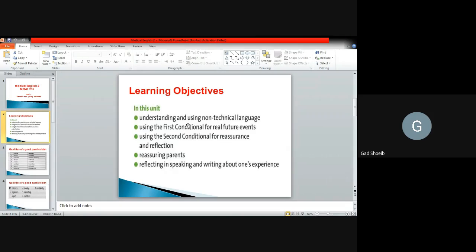Okay. The learning objective of this unit is, number one, we are going to understand some non-technical language. And also, inshallah, next lecture, we are going to work on how to use the first conditional for real future events, and use the second conditional for reassurance and reflection. Also, we are going to work on reassuring patients, and how to reflect in our speaking and writing skills about one's experience.